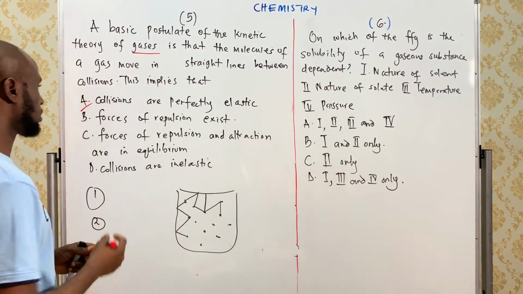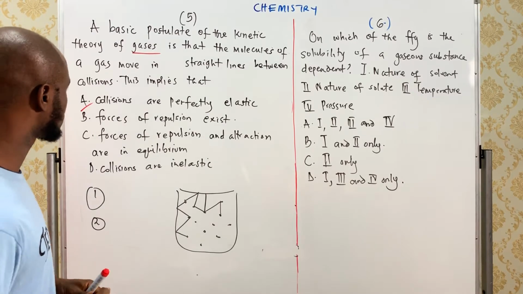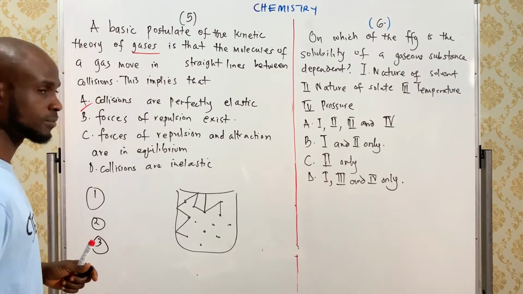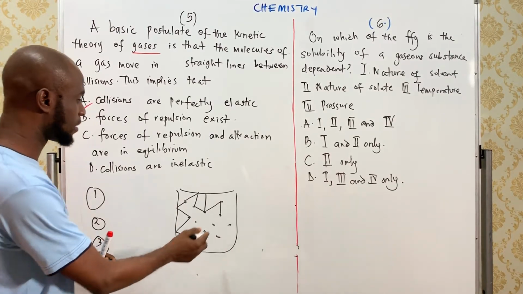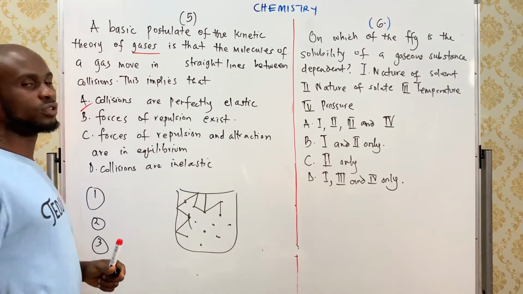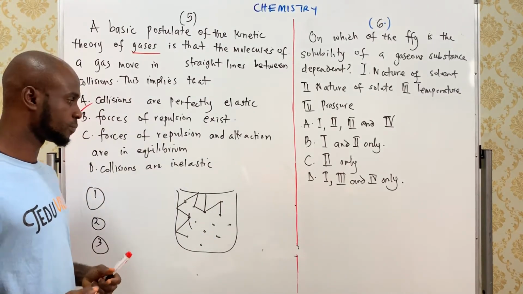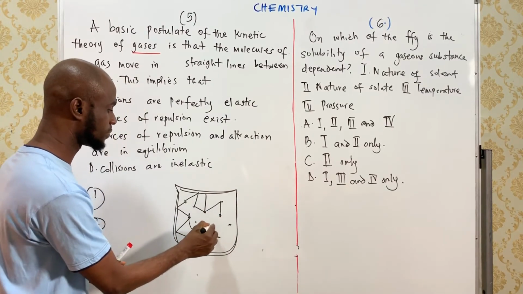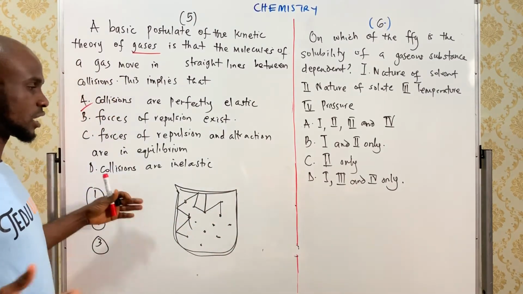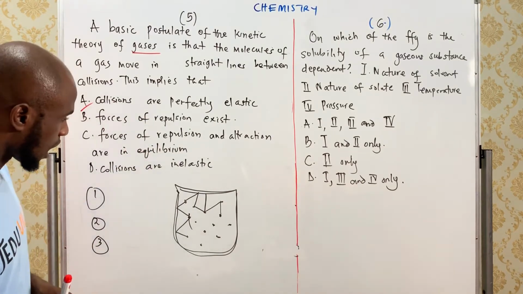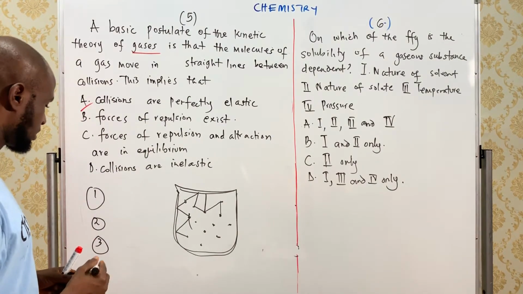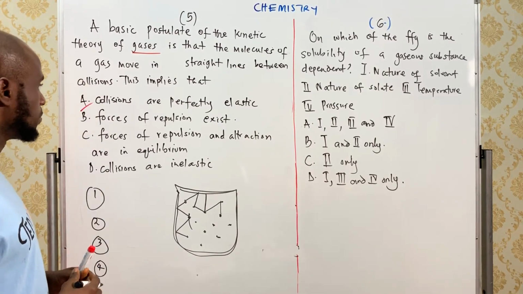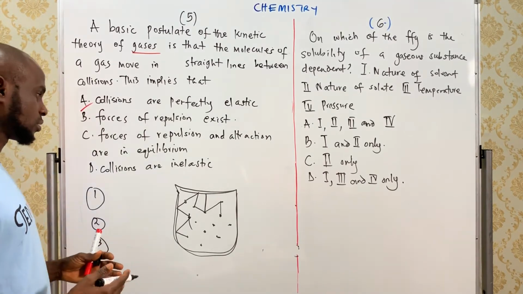But let's look at other laws pertaining to the kinetic theory. Number 3 is that the volume occupied by the gas molecules in the container is negligible, that is, small compared to the volume of the container, because the gases move randomly throughout the container. And number 4 states that the temperature is a measure of the average kinetic energy of the gases.